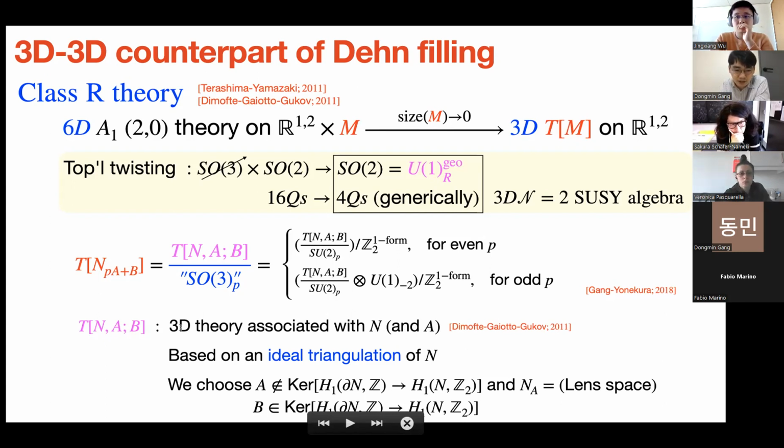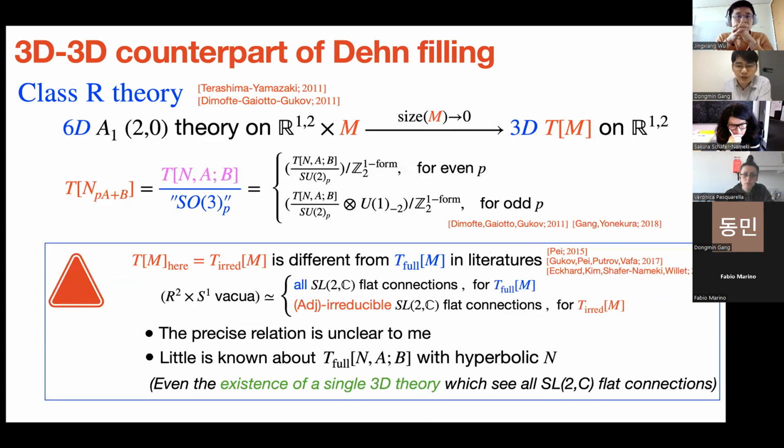This theory is based on the ideal triangulation of this N, some cusped hyperbolic 3 manifold. And there are some technical assumptions we need to guarantee that this has SU2 symmetry, and you don't need to worry about these conditions. So this is some 3D-3D surgery procedure.